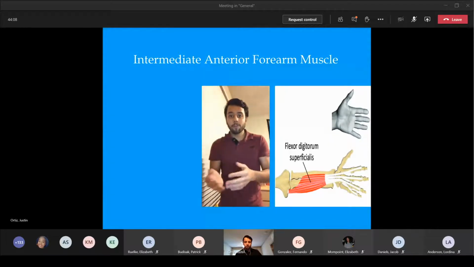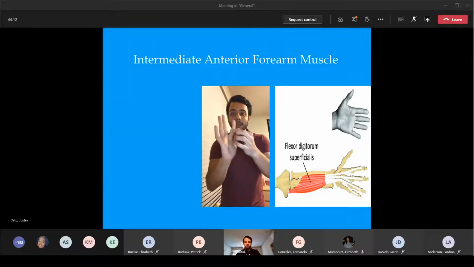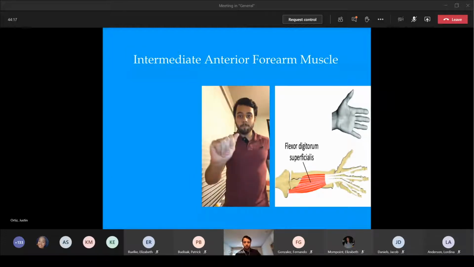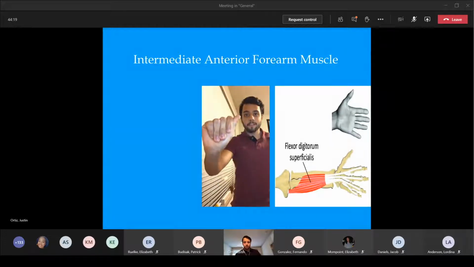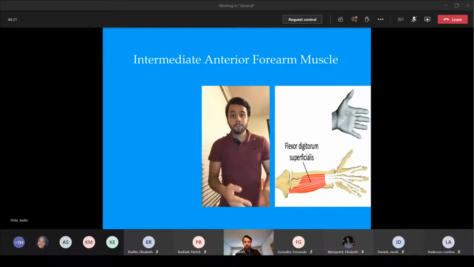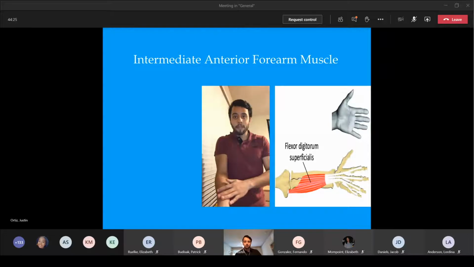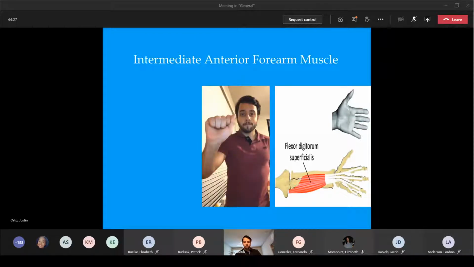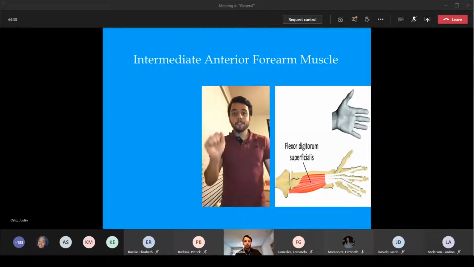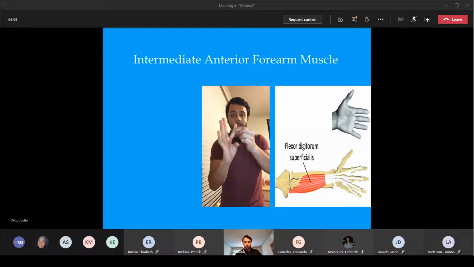So your flexor digitorum superficialis, since it only attaches to the sides of your middle 2 through 5 phalanges, it's only going to allow flexion like so, which is just like that, flexion like this. When we talk about the flexor digitorum profundus, which is going to be a deep muscle in the anterior forearm, that's going to allow flexion like so. Because the flexor digitorum profundus goes all the way to the distal phalanges 2 through 5, right? So 2, 3, 4, and 5.